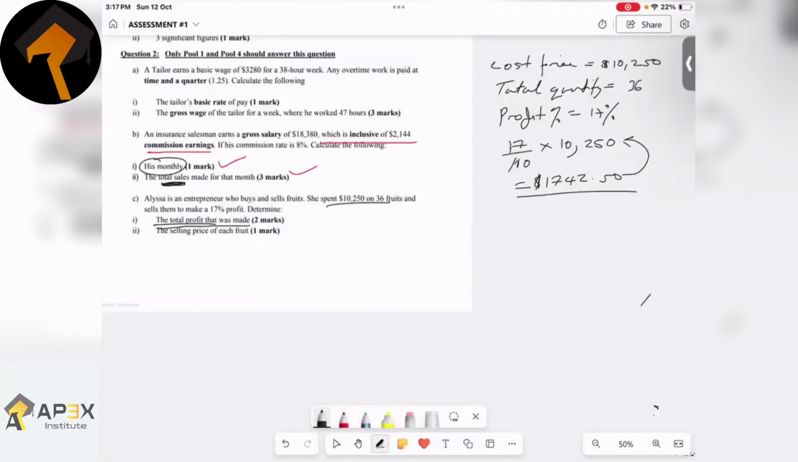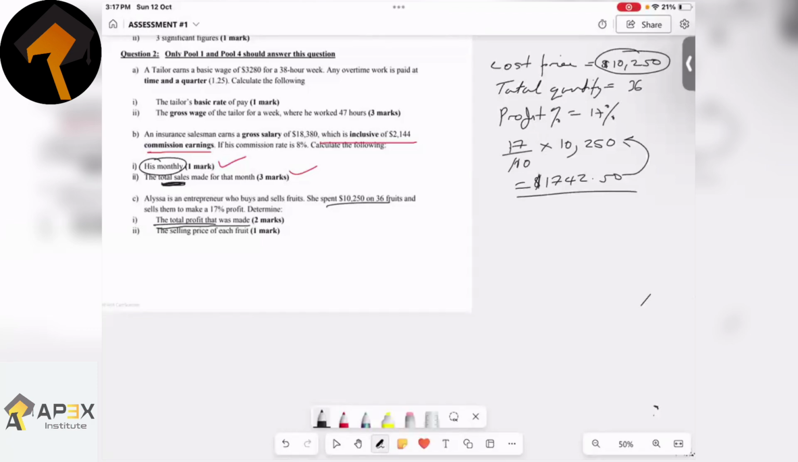All right, moving right along. The selling price of each fruit. I found quite a bit of students actually having an understanding of how to get the price of one fruit, but they divided this by 36. We don't want to know the price of each fruit when she bought them. That's when you would have to divide the cost price by 36. You'd have to divide the total selling price by 36.